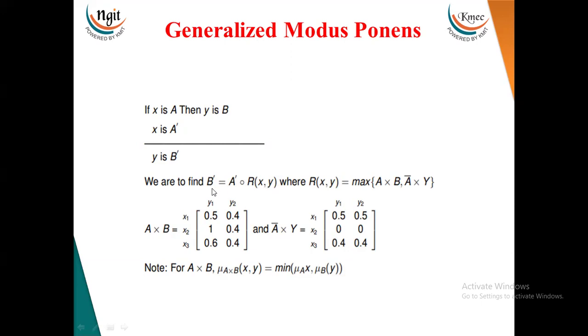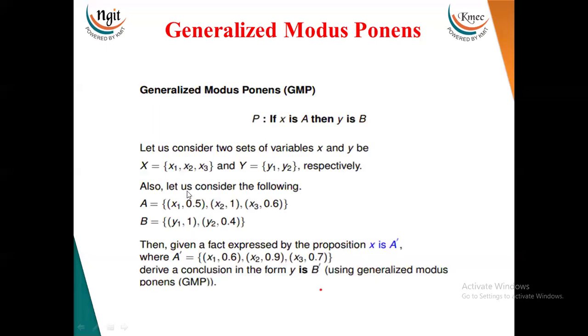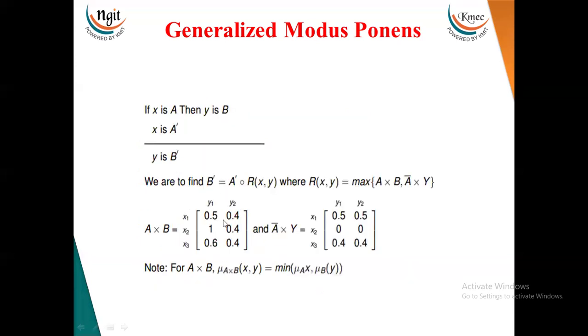Now, this is the relation A circle R. R is the relation of X comma Y, where R equals max of A cross B comma A complement cross Y. How do we calculate A cross B? A cross B is calculated with the minimum of the two values. For X1 and Y1, which one is minimum? 0.5. X1 and Y2, which one is minimum? 0.4. Similarly, X2 and Y1 both are equal, so it will be 1. X2 and Y2, minimum is 0.4. X3 and Y1 it is 0.6, and X3 and Y2 it is 0.4. So the same thing is represented over here.